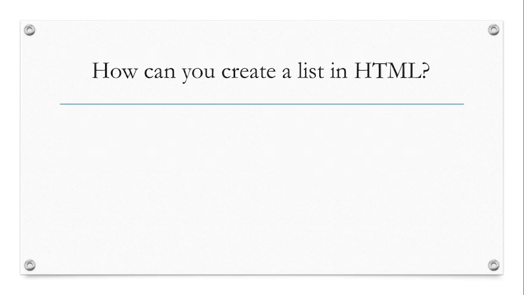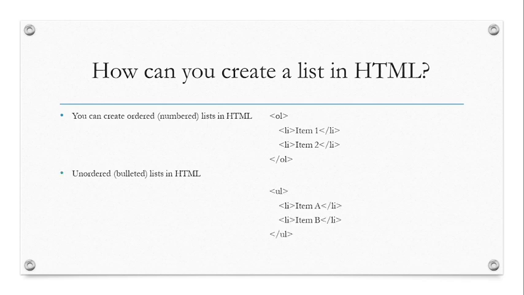Question 9. How can you create a list in HTML? In HTML, lists can be either ordered or unordered. An ordered list is created using the ol tag, and items are numbered. An unordered list is created using the ul tag, and items are typically displayed with bullets. Both types of lists use the li tag to define individual list items.